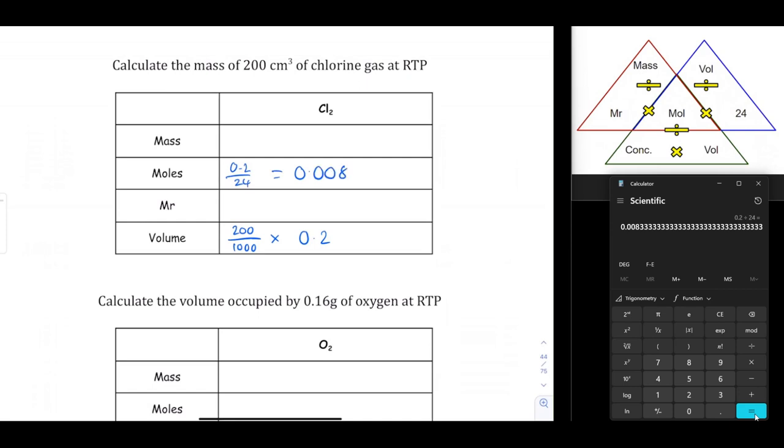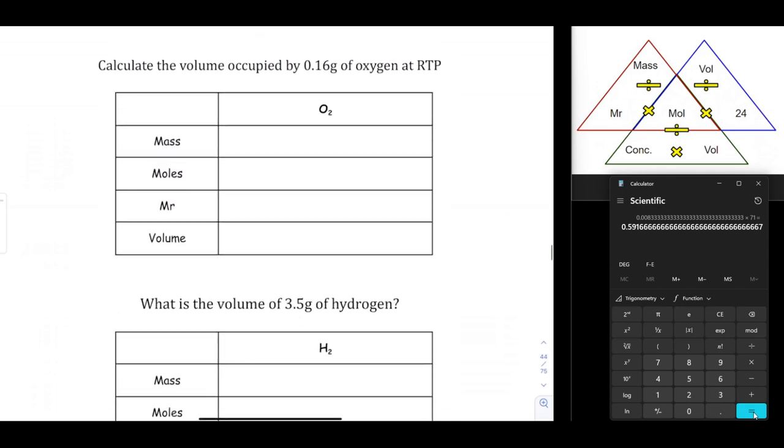moles. Now I've got the moles, I just need to times by the MR. So 35.5 times by 2 gives me 71. So I just times that by 71. And that will give me my mass of 0.592 grams.